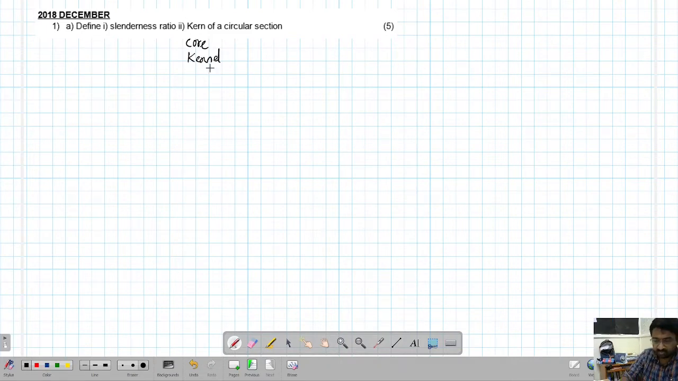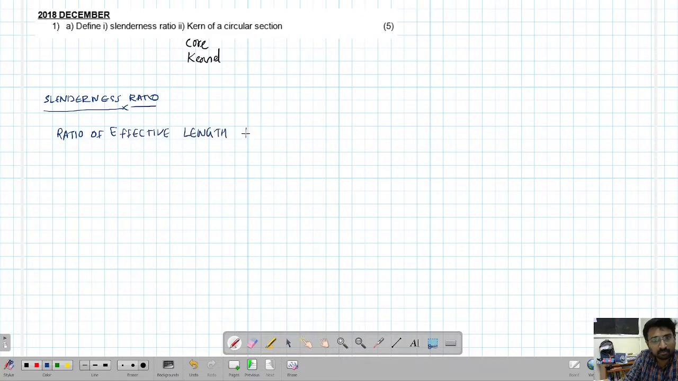What is the meaning of this? We will discuss in this. So first, we will see what is slenderness ratio. Slenderness ratio is a ratio of effective length to radius of gyration of the column. Or you can say effective length to least radius of gyration. Sometimes a column will have multiple radii of gyration.